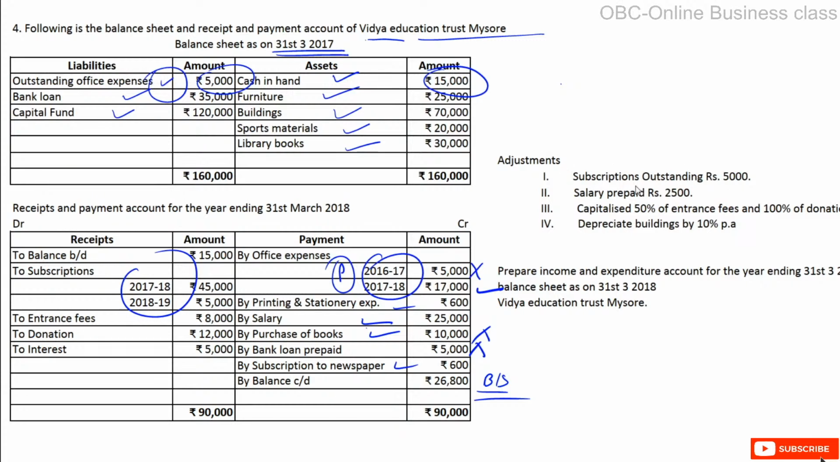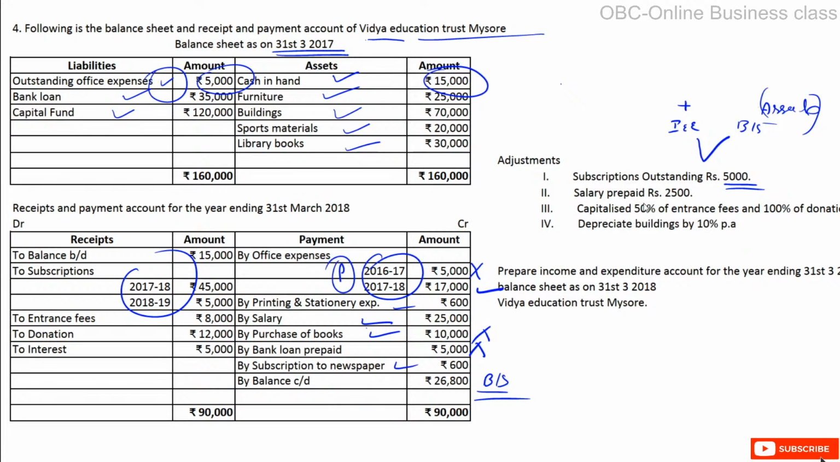Next, moving on to the adjustment. In adjustment, the first adjustment is subscription outstanding 5,000 rupees. This subscription outstanding should be recorded in two accounts: the first one is income and expenditure account and the other one is balance sheet. So in income and expenditure account, add to subscription. In the balance sheet, record on the asset side. Asset side, you will be recording this 5,000, because this outstanding subscription has not come in, so you will be recording it in the balance sheet on the asset side. In income and expenditure account, we will be adding to subscription.